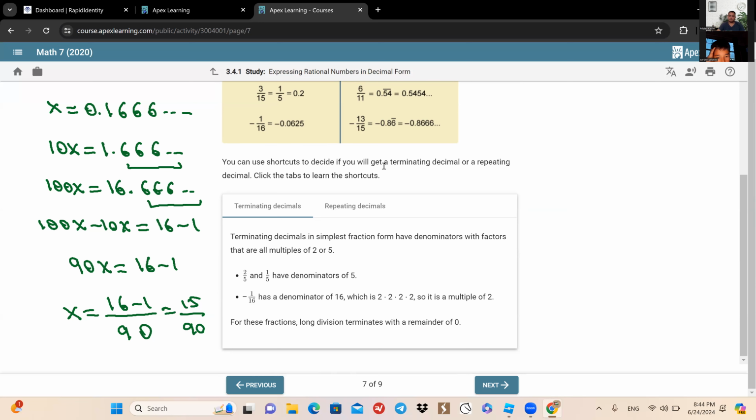Terminating decimals in the simplest fraction form have denominators with factors that are multiples of 2 or 5. 2 over 5 and 1 over 5 have denominators of 5. Negative 1/16 has a denominator of 16, which is 2 times 2 times 2 times 2, or 2 to the power of 4. So it is a multiple of 2. For these fractions, long division terminates with a remainder of 0.